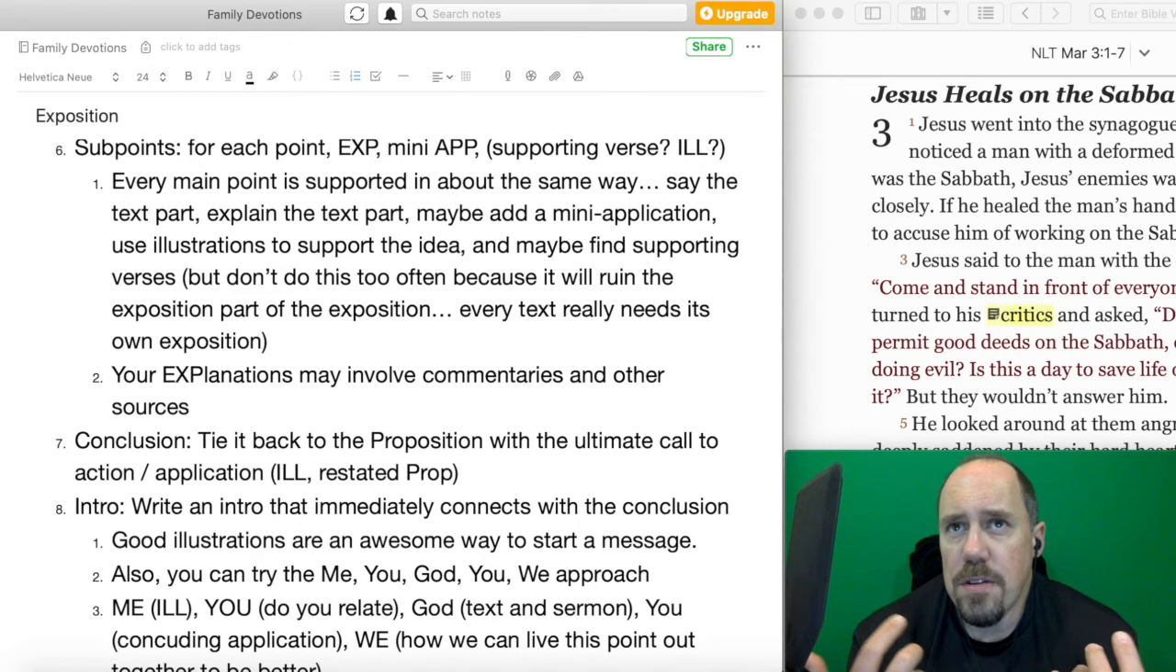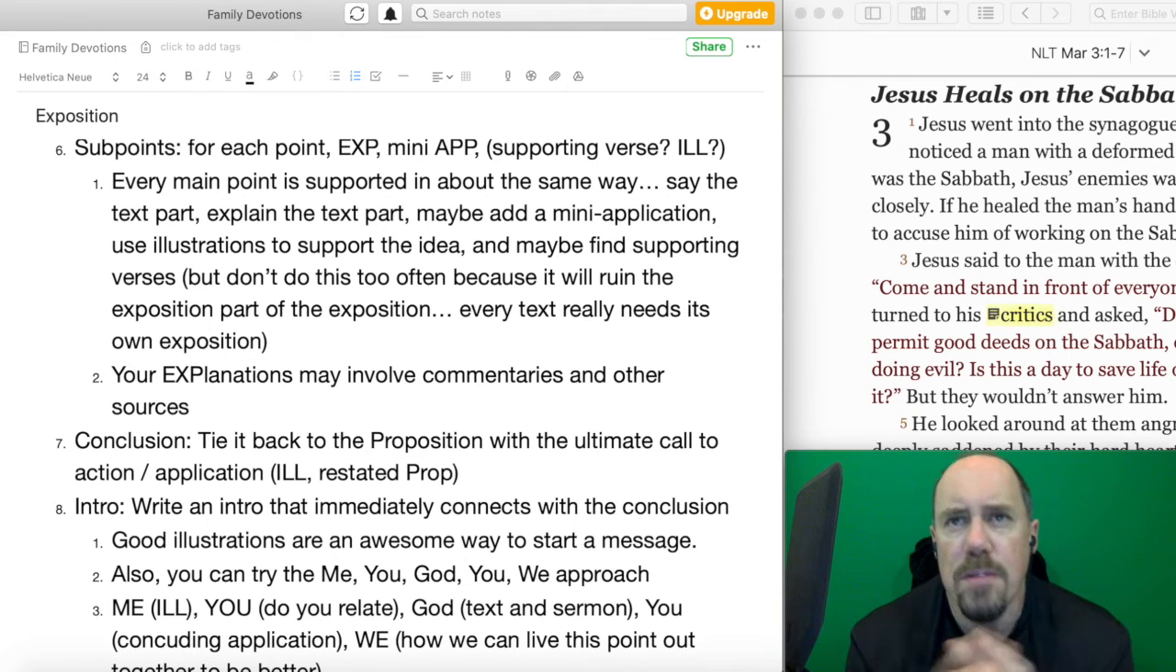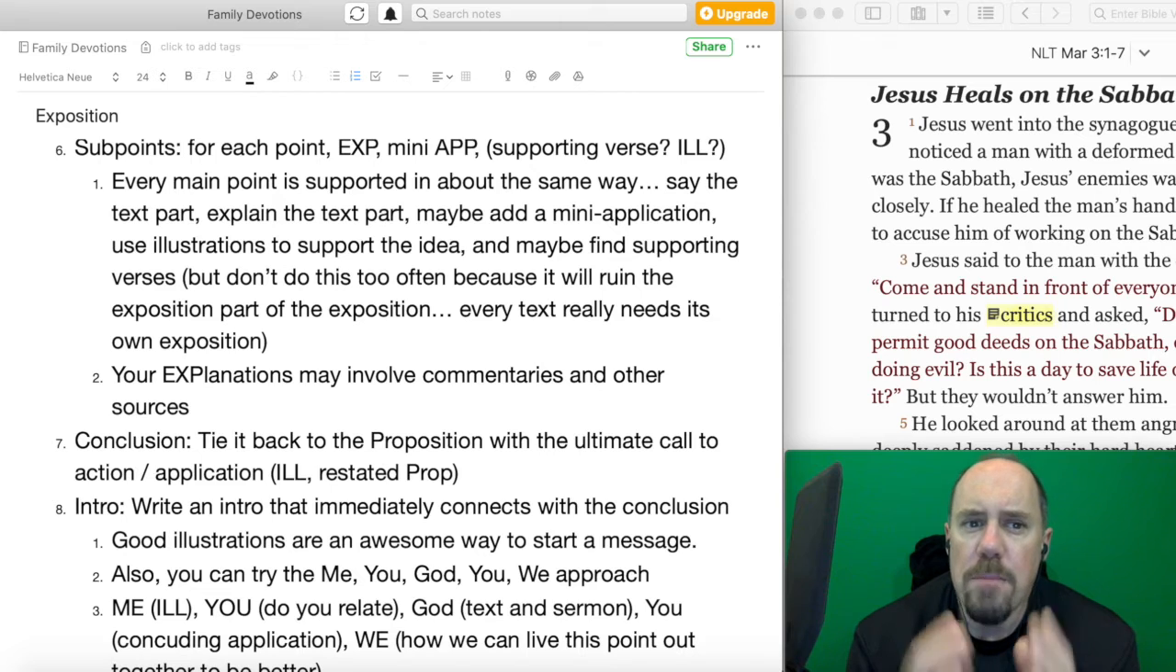Then you have an illustration. I had this illustration where I thought I knew what love was. I was wrong, and then God taught me what love was. Whatever your illustration happens to be, make it personal. This isn't about how to make illustrations great, this is about sermonizing. So every single point you're going to do that. Every main point is supported in about the same way.